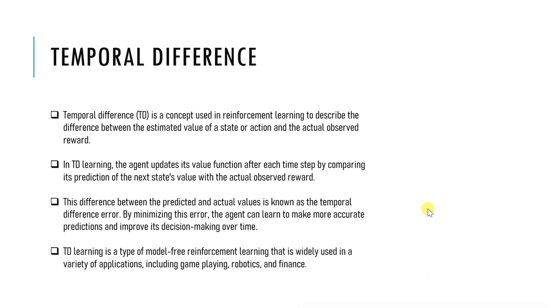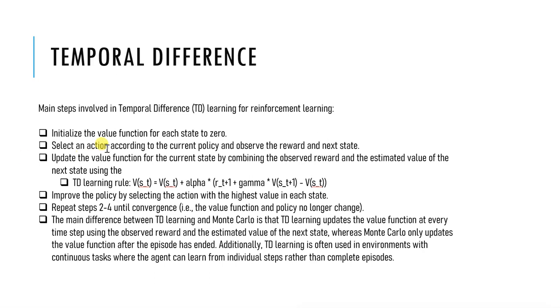So overall, temporal difference learning is a powerful and widely used reinforcement learning algorithm, and it is often used in combination with other algorithms such as Q learning, SARSA, as well as deep reinforcement learning. Okay, so how does it work basically?